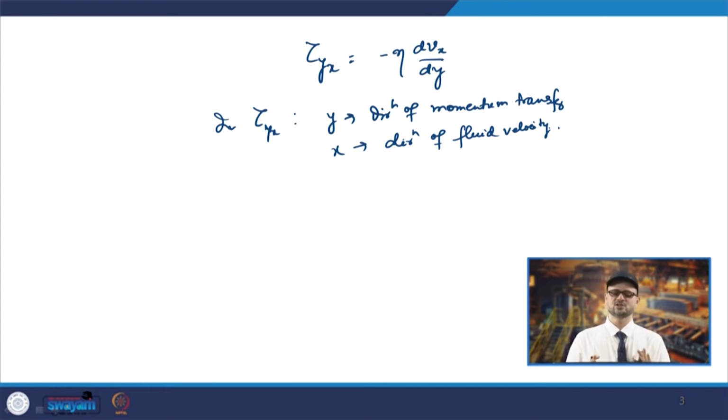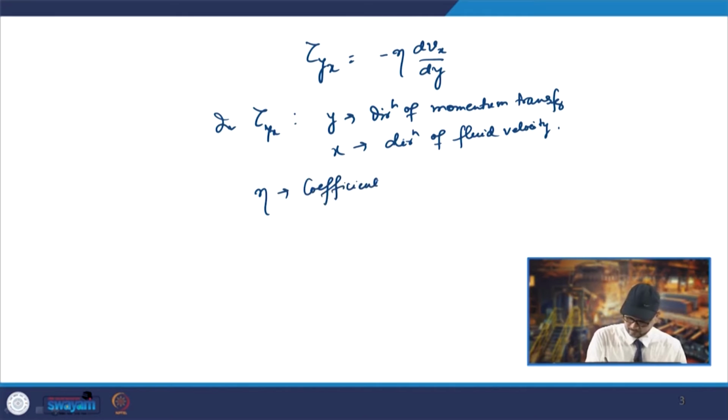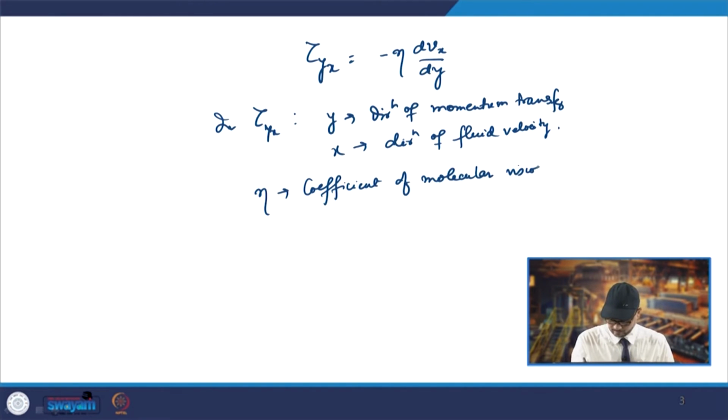Then eta is known as the coefficient of molecular viscosity, or we also call it simply the viscosity of the fluid. And dvx upon dy is known as the velocity gradient.